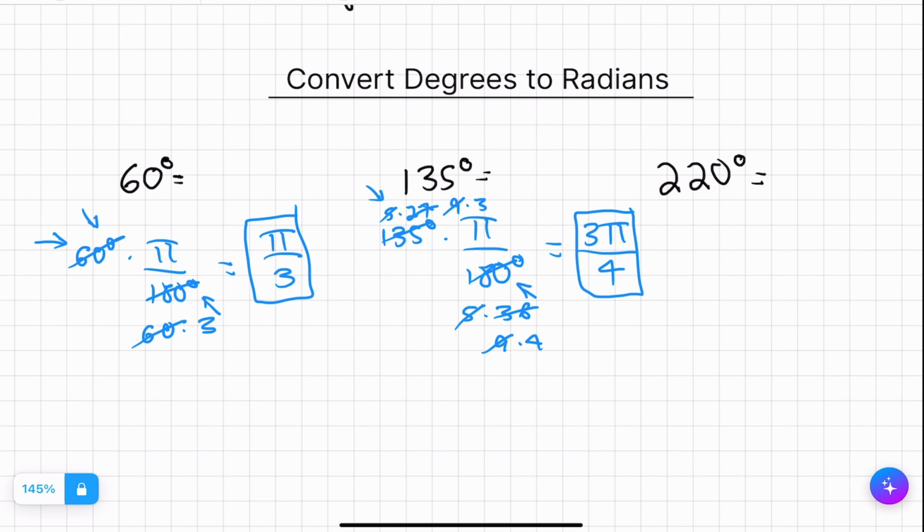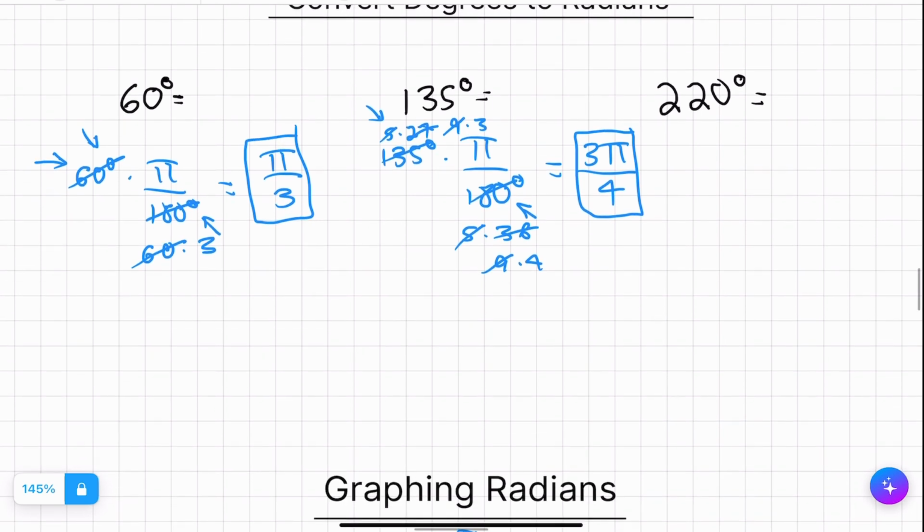Now pause the video and try to convert 220 degrees to radians, and we'll go over it together once you're done. All right, our first step is to rewrite 220 degrees and multiply by pi over 180 degrees. We have degrees in the numerator and in the denominator, so we can cancel them.